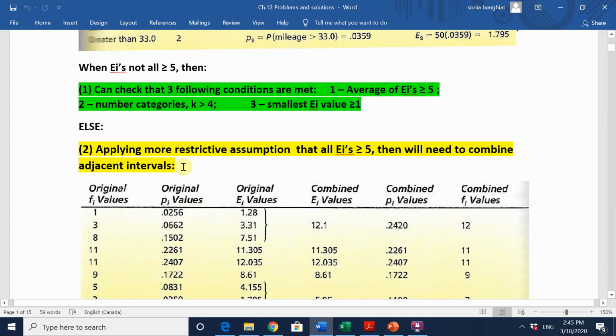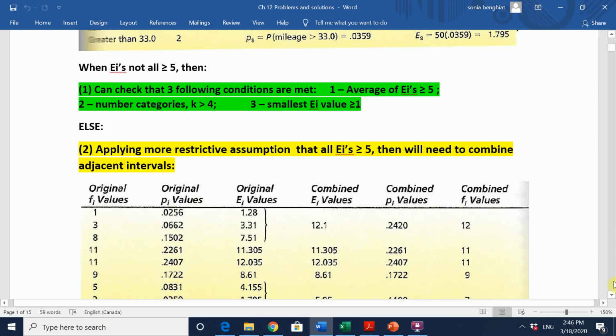That is one way of fixing the problem when I have one EI that is not greater than or equal to 5. Another way is to apply what we call the relaxed conditions. The relaxed conditions here is when one, the average of all your expected values across all categories is at least 5. Two, you've got more than 4 categories. And 3, the smallest expected value must have a value of at least 1. So I'm going to use this set of conditions, the relaxed conditions, in order to make sure that my chi-square test will give me meaningful results.